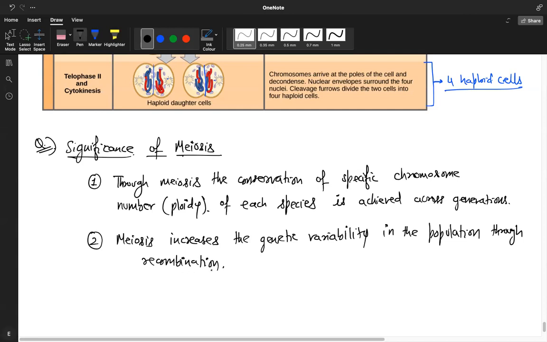And variations are very important for evolution, because if there are no variations, then adaptation will not happen. Organisms will not be able to adapt to the changing environment. Understood, everyone? Yes, sir. Good. So we have finished this chapter as well.